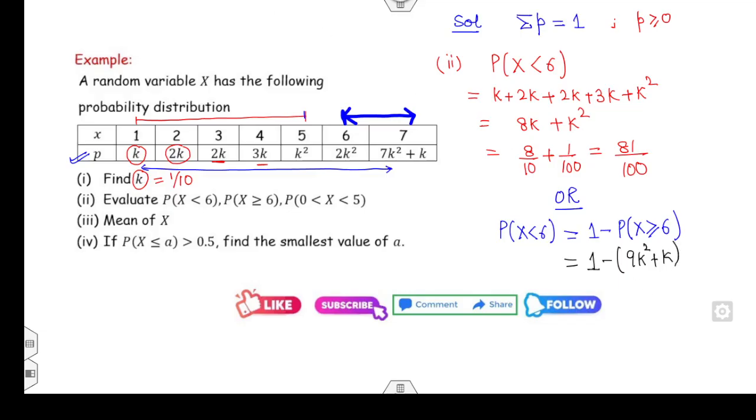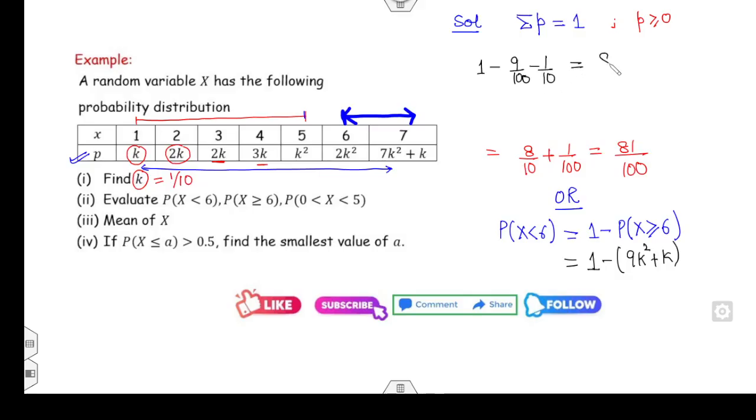Again you can substitute the value of k. The value of k is 1 over 10. So it is 9 over 100 plus 1 over 10. Again you can see this number is 81 over 100, is the right answer. So both ways you can get the same answer.